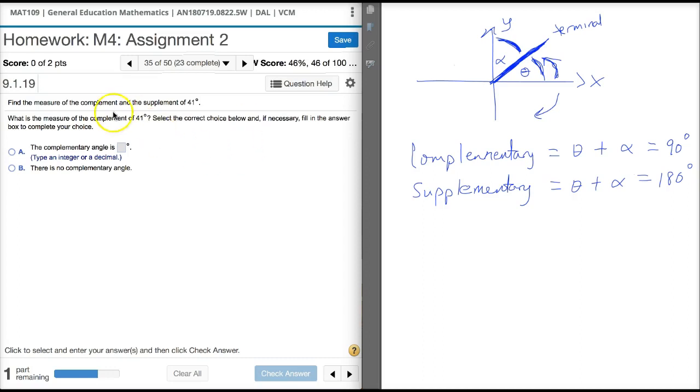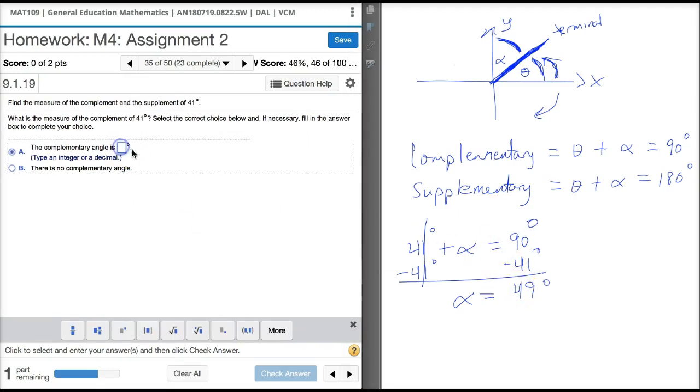So here for this question, we are asked to find the measure of the complement and the supplement of 41 degrees. If we let theta equal 41 degrees, then the complementary angle to 41 degrees is going to be alpha. All we would do is subtract 41 degrees from both sides, and this is just alpha. This ends up being 49 degrees. So we know that the complementary angle to 41 degrees is 49 degrees, and we'll go ahead and put that in.